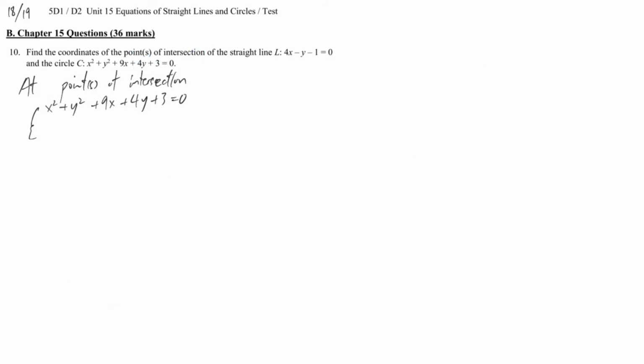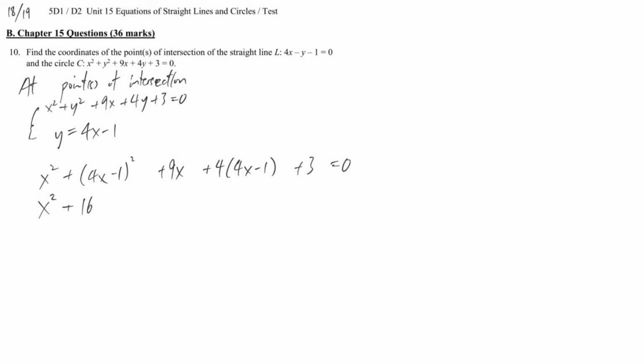Again, for points of intersection, this time we need to know the coordinates. So we really need to solve the quadratic equation after substitution. It fulfills the circle requirement, at the same time it fulfills the line requirement, which is y equal to 4x minus 1. Make y the subject. So we substitute inside: x squared plus (4x minus 1) squared plus 9x plus 4 times (4x minus 1) plus 3 equal to 0. And use multiple rows: 16x squared minus 8x plus 1, plus 9x written vertically below the x term, and then plus 16x minus 4 and also plus 3 here is equal to 0. So 17x squared and then plus 17x is equal to 0.